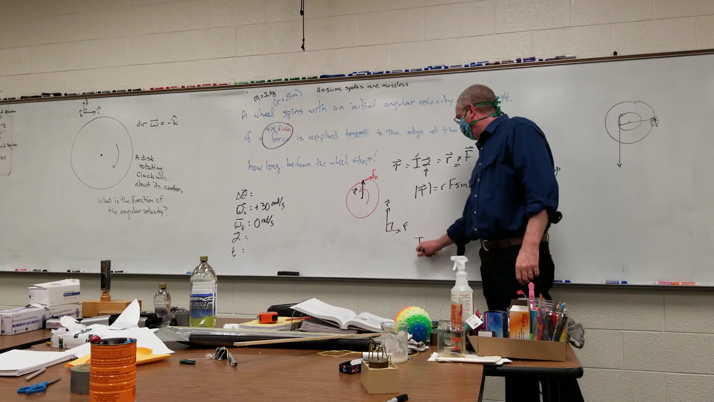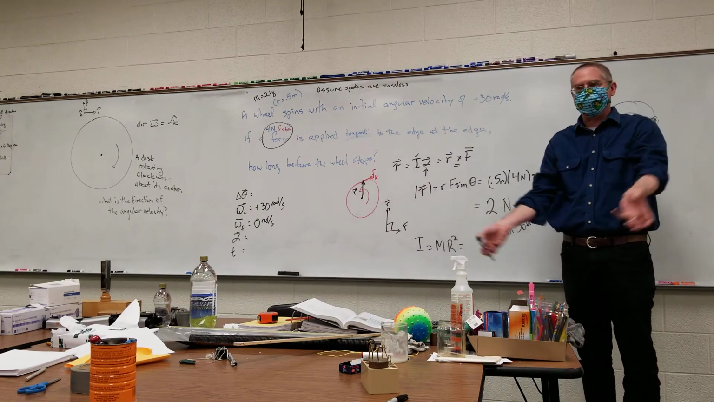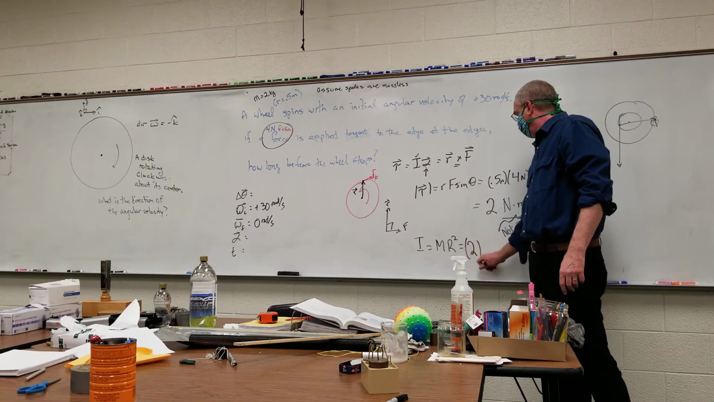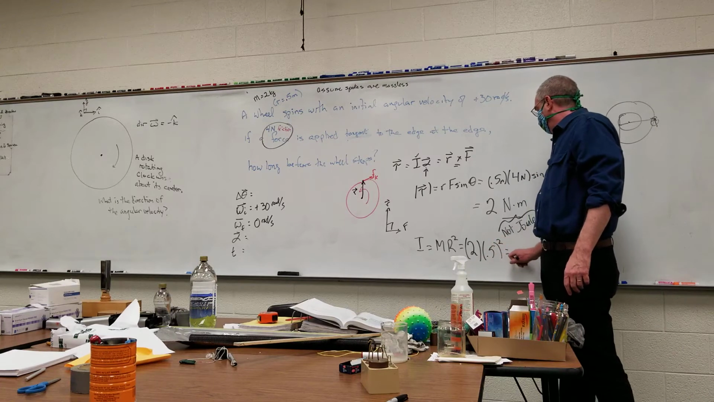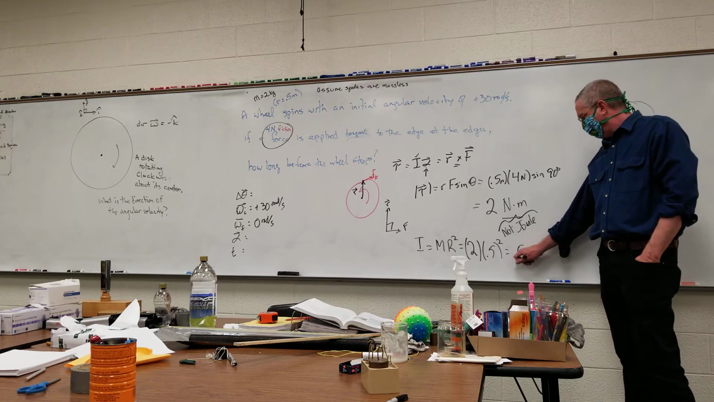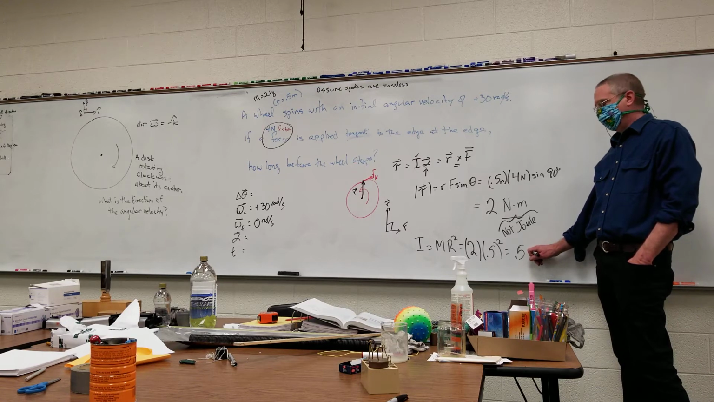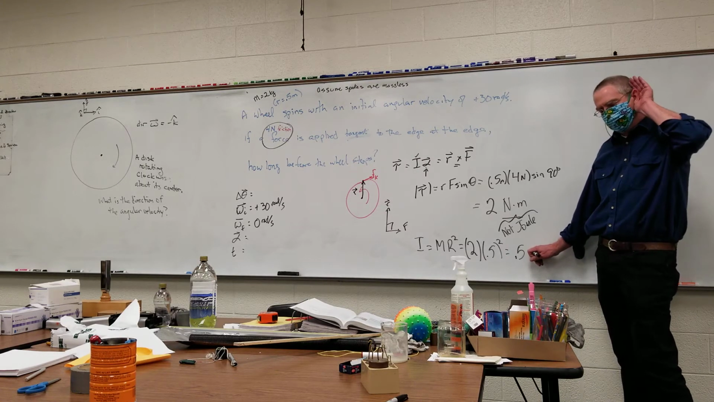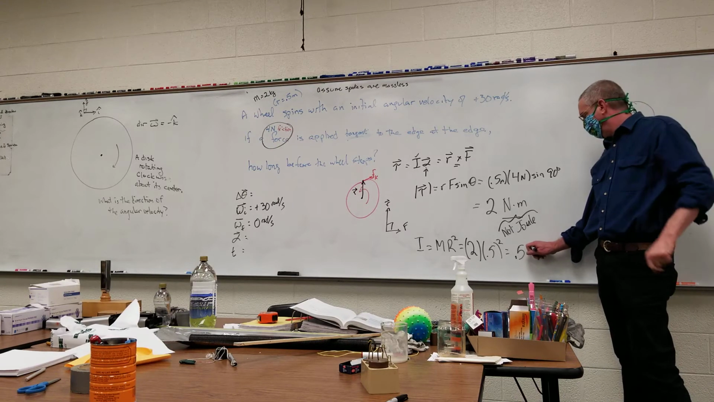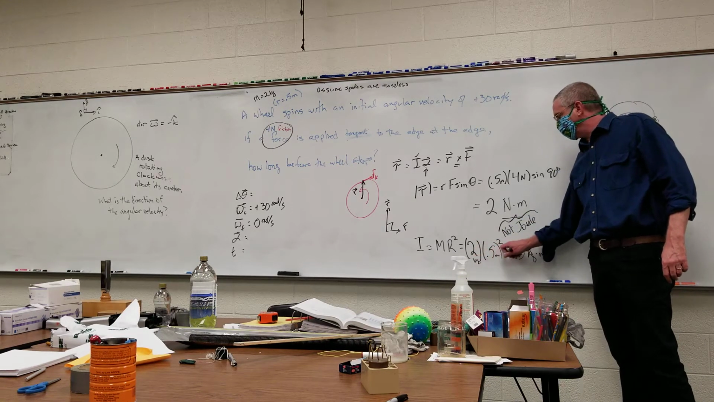And so my moment of inertia, MR squared, with all the mass on the outside, all the mass is the same distance away from the axis. And so we end up with 2 times 0.5 squared, which is 0.5 units. Kilogram meter squared. Yes. Kilogram meter squared, that's 2 kilograms and 0.5 meters squared.